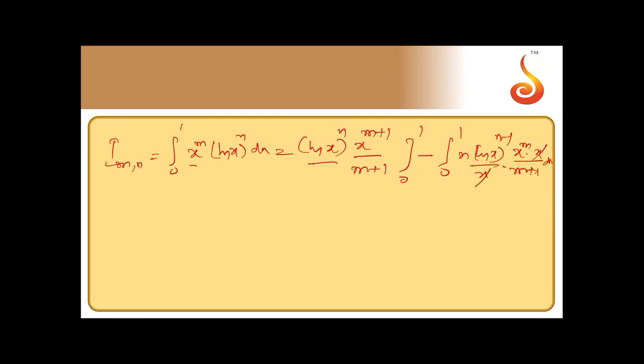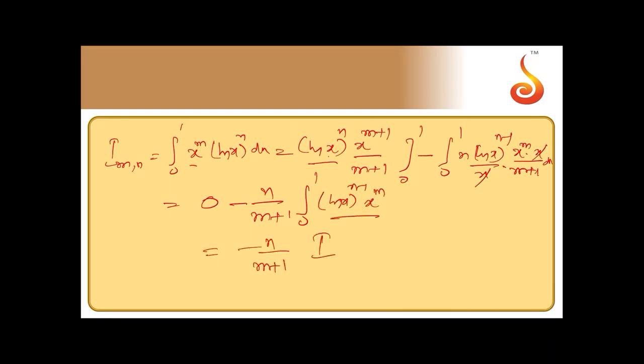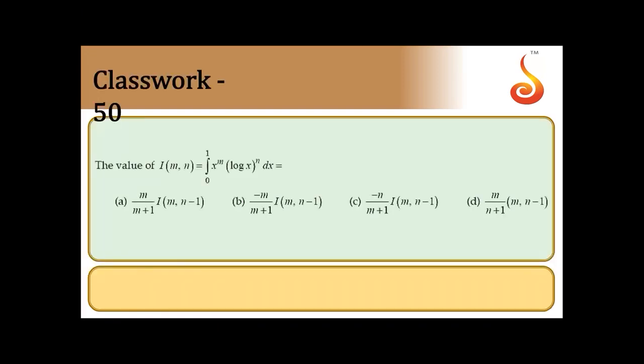Here the x's get cancelled, and of course log 1 is 0 and x is 0, so the first part is 0. Minus n divided by m plus 1 times integral 0 to 1 of log x to the power of n minus 1 multiplied by x power m. This is nothing but minus n by m plus 1 times I m,n minus 1. So the answer is minus n by m plus 1, option C.